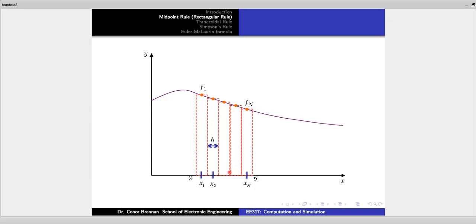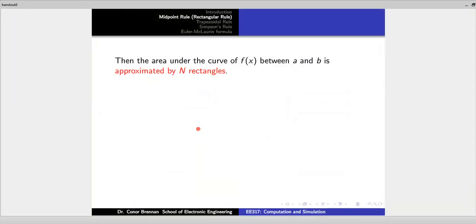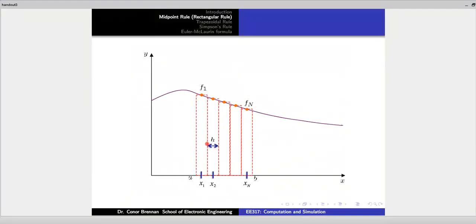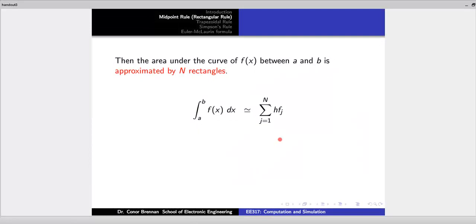We're trying to estimate the area between this curve and a and b, and we have approximated this area by n rectangles. So the sum of the areas of these n rectangles is approximately equal to the area under the curve. So we can approximate the area by adding the n rectangles. This is the integral we want to do. This is the area of n rectangles. For each rectangle, the area is just the width, which is h, multiplied by the height, which is fj, for the jth rectangle. Okay? Very straightforward. You add all those together.